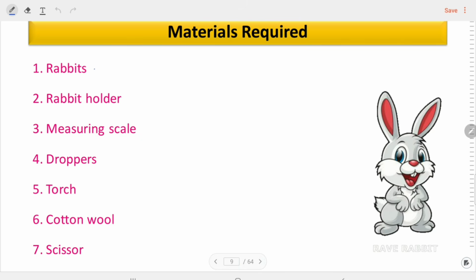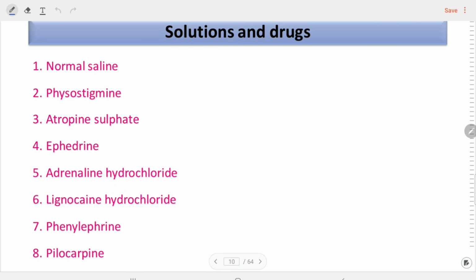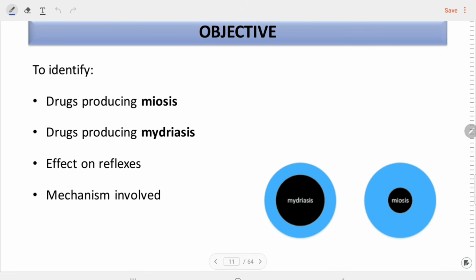Materials we need: rabbit, of course, rabbit holder, measuring scale, droppers for putting the drug in the eye, torch, cotton wool, and scissors. The drugs we can use: physostigmine, normal saline in the control eye, atropine, ephedrine, adrenaline, lignocaine, phenylephrine, and pilocarpine. We have to look for miosis, mydriasis, different reflexes, and the mechanisms involved.